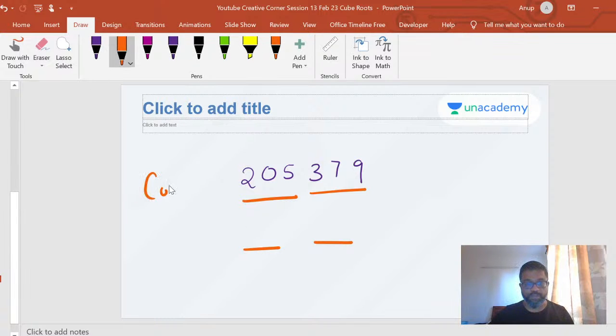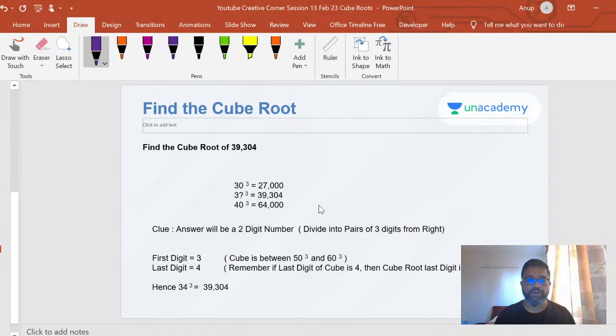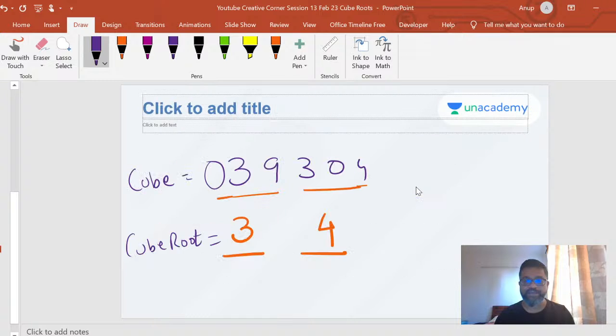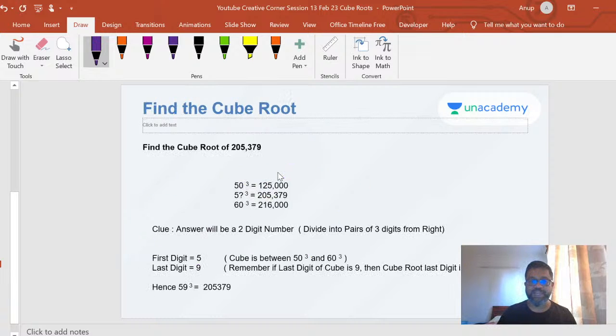Okay, so this is the cube, and what's the cube root? I know that there will be 2 pairs, so there are 2 digits. So now what will be the last digit? Going back by this clue, if it's 9, it will be a 9. So I know that my last digit is a 9. Now what's my first digit? Where does it lie between?